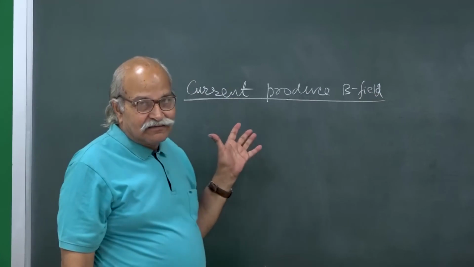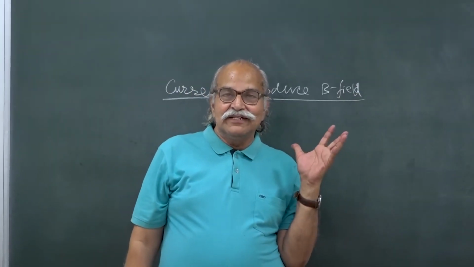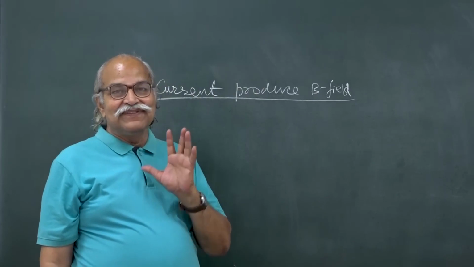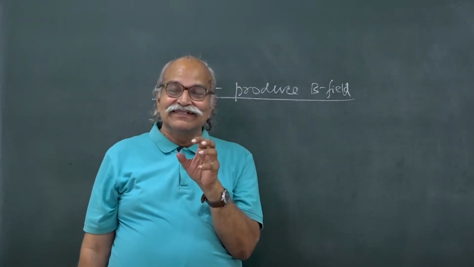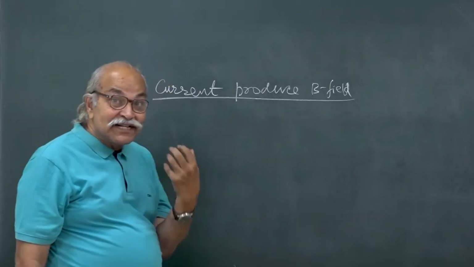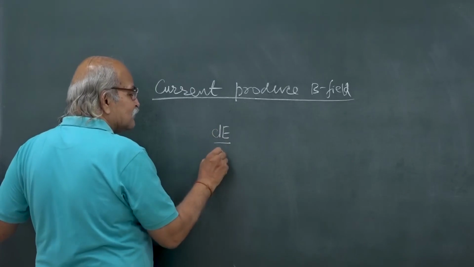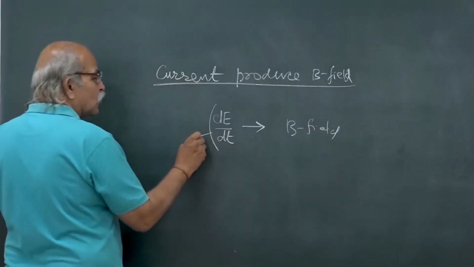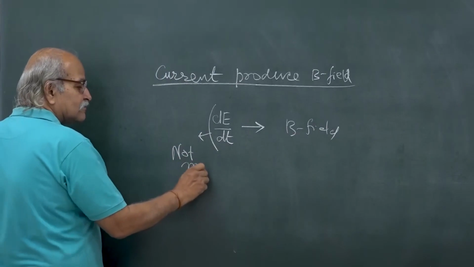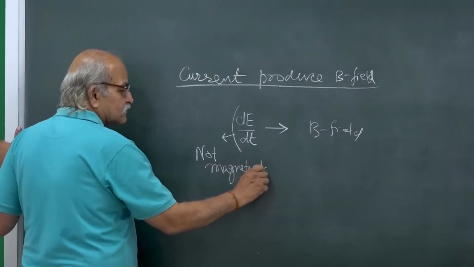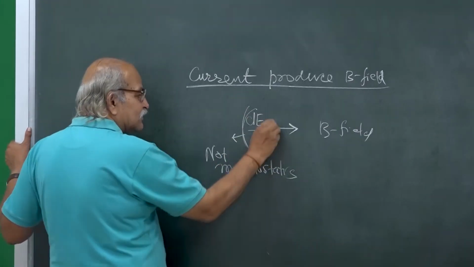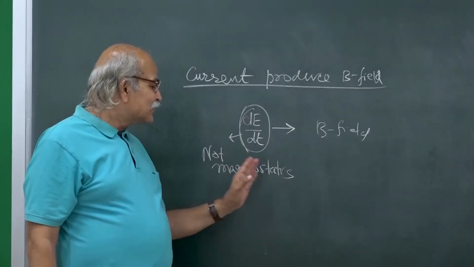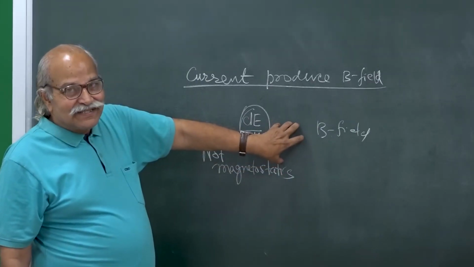However, there is yet another method. There is yet another way where you can create magnetic field without a current, and that is if the electric field at some place changes with time. If you have electric field and if that electric field changes with time, that d/dt also produces B field. But this is certainly not magnetostatics. It's not statics, it's changing with time. The source of this magnetic field that is changing with time is not magnetostatics. This will not be in our syllabus this time.